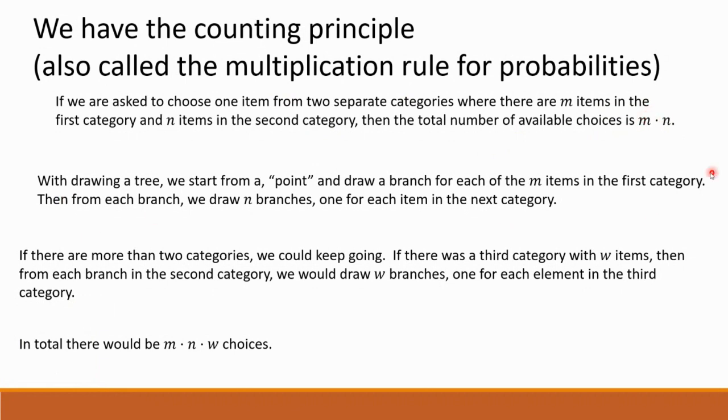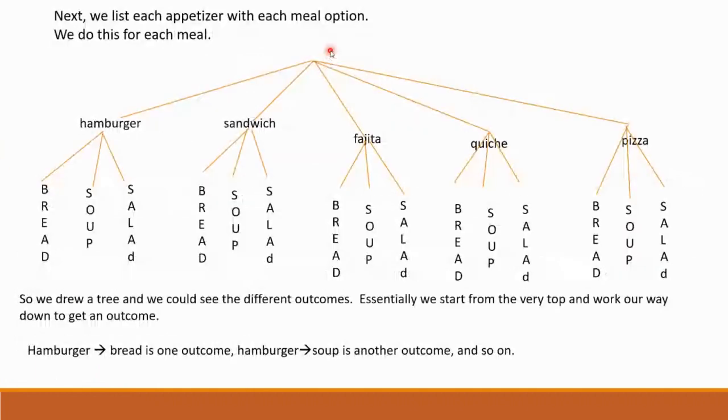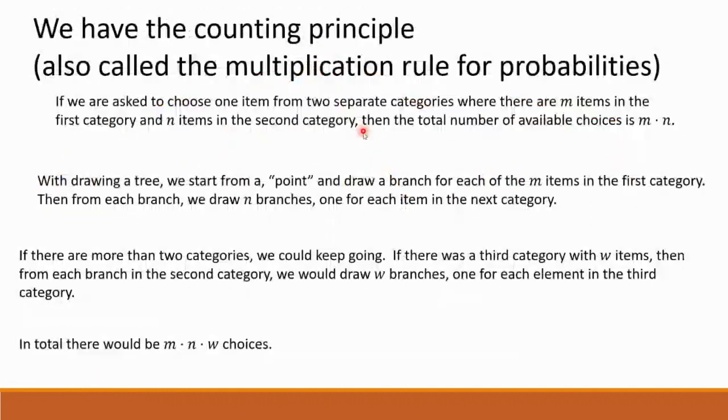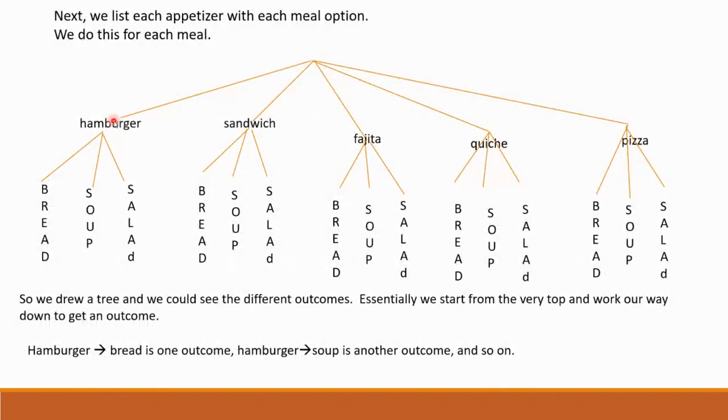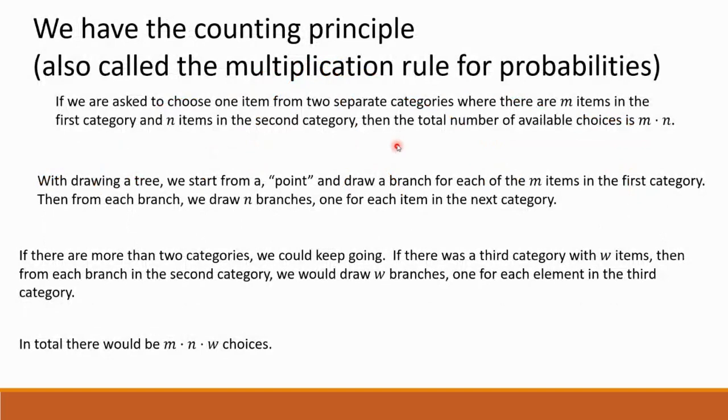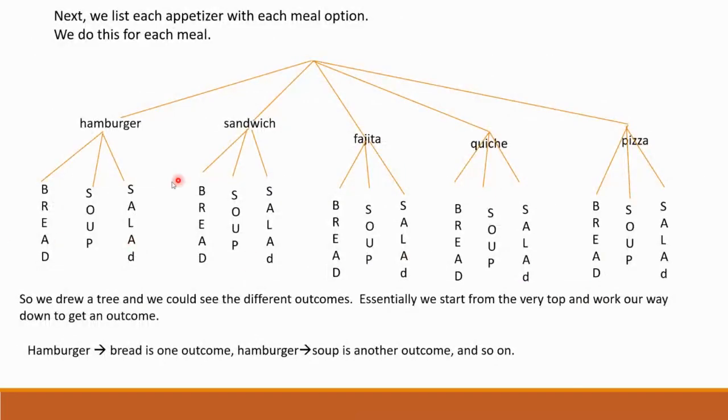Here I just wrote out how I actually formed the tree. I did say it in words. Basically, as I said before, you start from a point, and you draw a branch for each of the m items in the first category. Then from each of those m items, you draw n branches, n branches for the second category. And in the end, you'll have m times n possible outcomes, m times n possible branches.